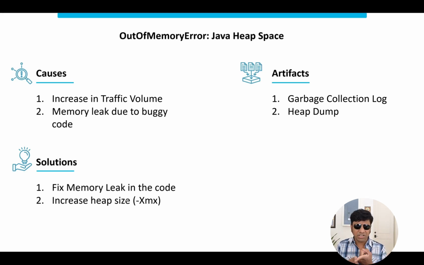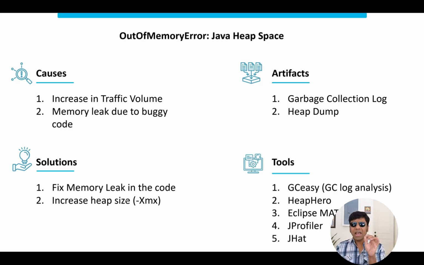Right? So what are the artifacts that you need to troubleshoot this java.lang.OutOfMemoryError: Java heap space? First thing is you need a garbage collection log to confirm whether you're having a memory leak. The second one is you need to take a heap dump, which is a snapshot of memory, to go about troubleshooting and get to the root cause of the memory leak. And what are the tools you need to analyze the GC log? You may want to go with GCeasy. And if you want to analyze the heap dump, here are some options for you: HeapHero, Eclipse MAT, JProfiler, JAnt, right?